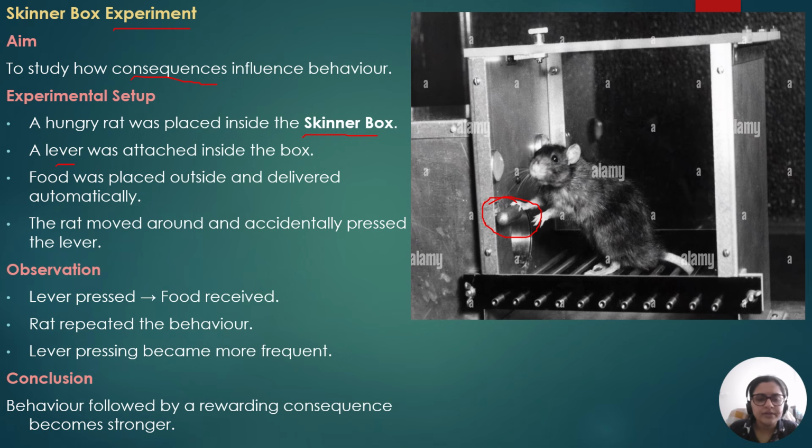Okay. First, the rat moved around and accidentally pressed the lever. What happened? As soon as the lever was pressed, food was received. So what did the rat understand? It understood that if it presses the lever, food will come. So the rat repeated the behavior. Lever pressing became more frequent.